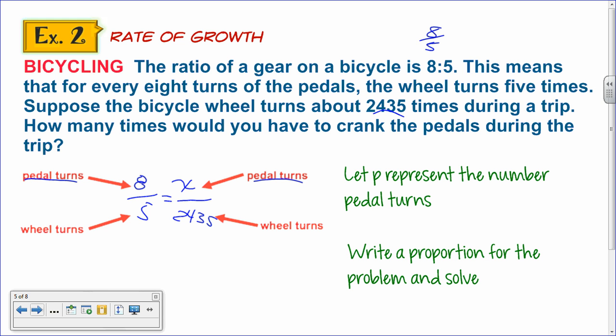Okay, so again, all we have to do is solve it. 5x equals, somebody multiply that and tell me what you got. 4, 0, 480. And then divide by 5. X equals how much, Logan? 3,896. Voila. That's a lot of turns. That's a lot of cranking. All right.